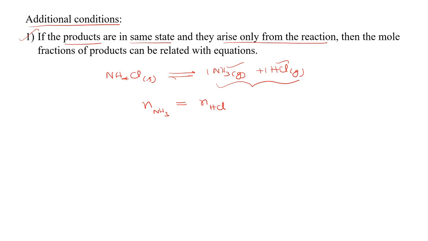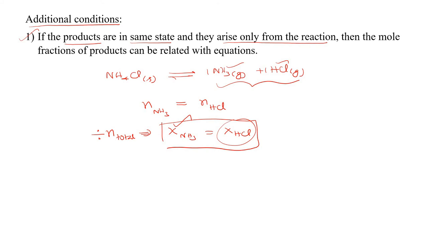So since the products are formed only from the reaction, the number of moles of ammonia should be equal to the number of moles of HCl. If I divide this value by the total number of moles, I'll get the mole fraction of ammonia equal to the mole fraction of HCl. So what does this indicate? If you know the mole fraction of ammonia, then the mole fraction of HCl gets automatically fixed because they are equal. So using this additional condition, we can subtract one variable from the total.